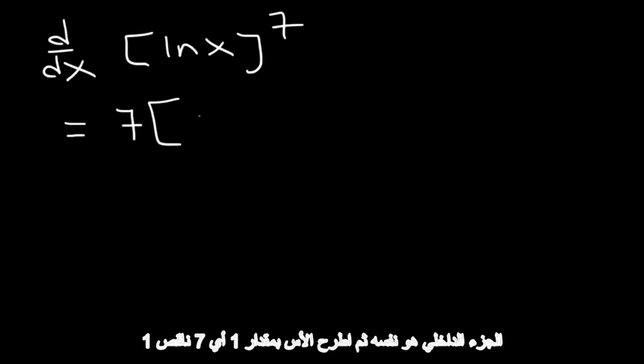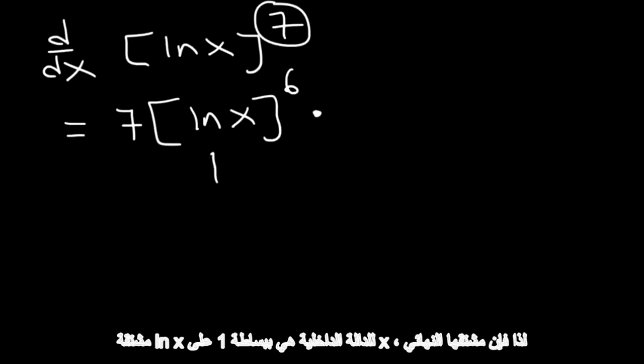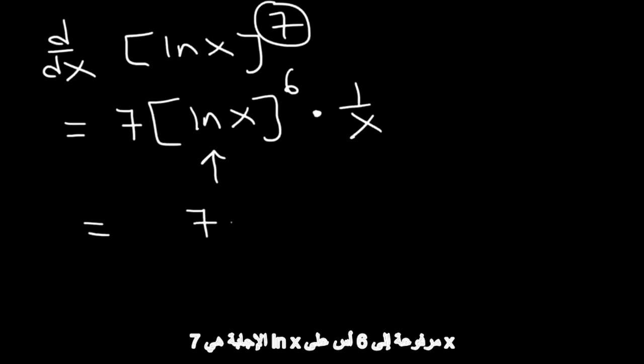What is the derivative of ln x raised to the 7th power? Try that problem. So this is going to be 7, keep the inside part the same, and then subtract the exponent by 1. So 7 minus 1 is 6. Now we've got to multiply by the derivative of the inside function. The derivative of ln x is simply 1 over x. So the final answer is 7 ln x raised to the 6th power divided by x.